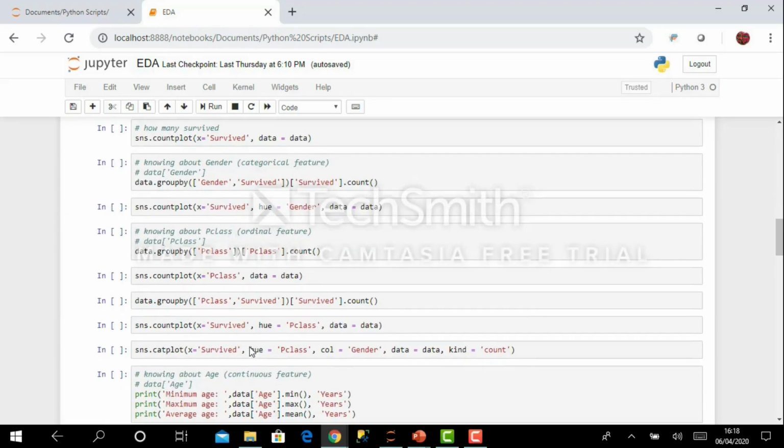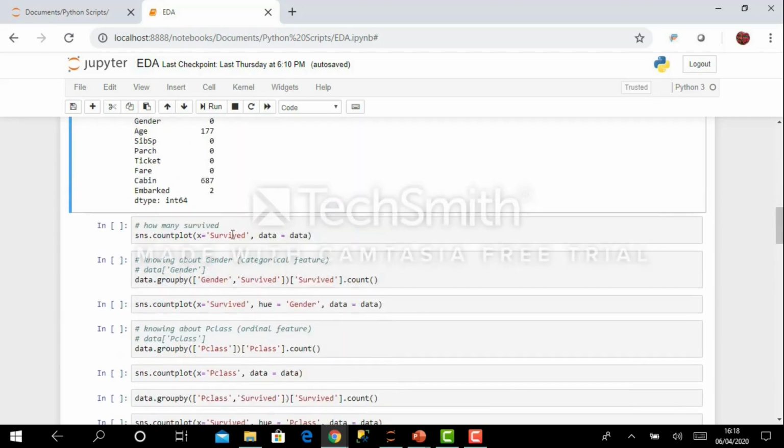Fine. As I told you, my purpose is that the survived column is the column for which I want to generate a relationship, meaning whether a person survived or not, and whether that is dependent on the other features or characteristics of that particular passenger. So here I have one count plot. You know the seaborn countplot function, and here x is survived, and I am taking the data from this data frame. So let us execute.